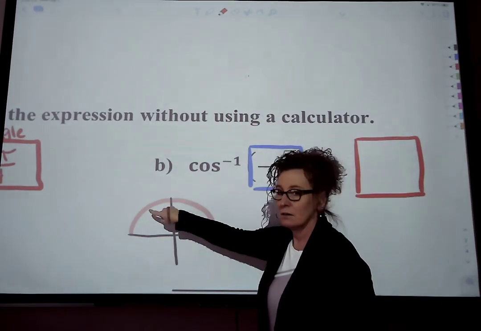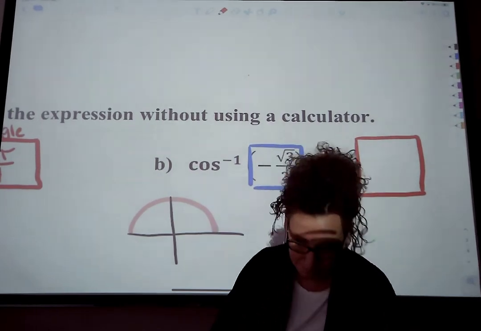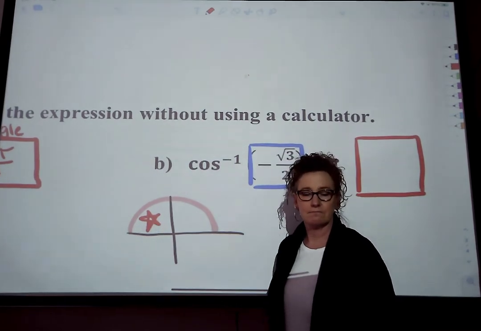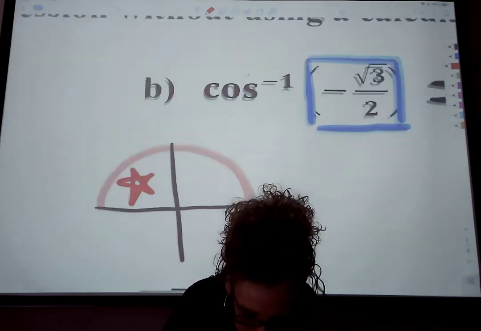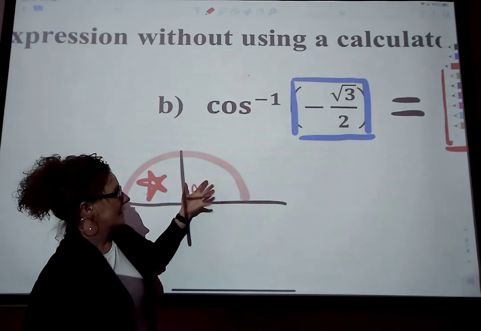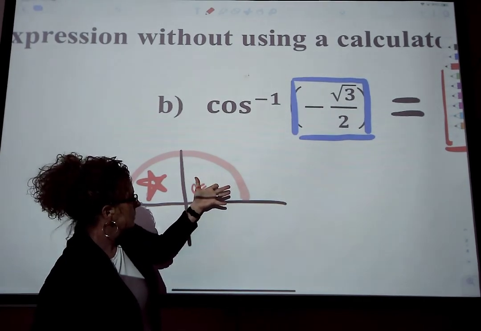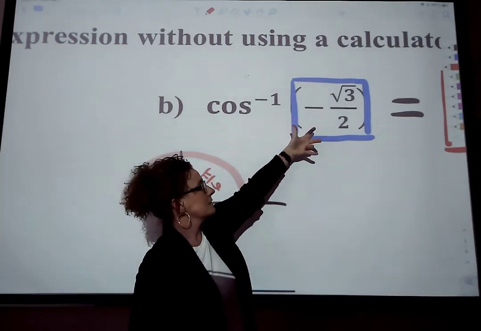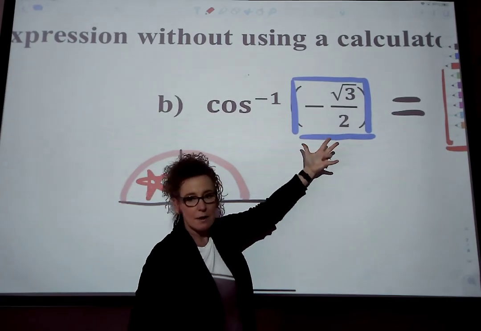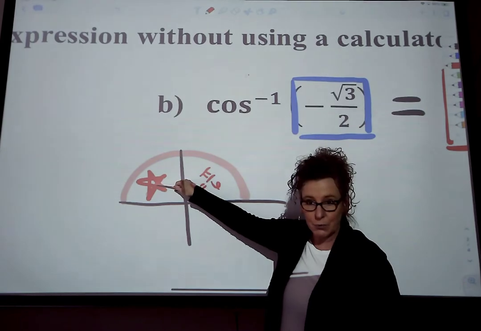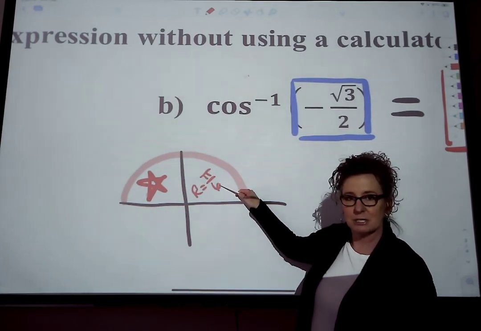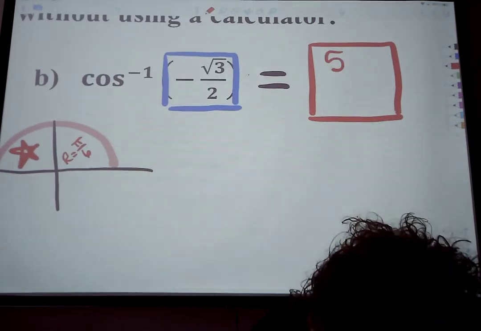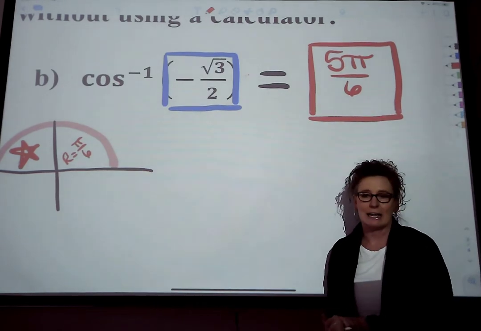Where are my cosine fractions negative? Cosine fractions are negative here. So, what's a reference angle that has a cosine fraction of radical 3 over 2? Cosine radical 3 over 2, pi over 6. Right? Doesn't a pi over 6 angle have a fraction of radical 3 over 2? Okay. Give me an angle in quadrant 2 that has this as a reference. It's got to have the same denominator. It's almost 6 pi over 6, but not quite. Five pi over 6. That's the angle that's my answer.